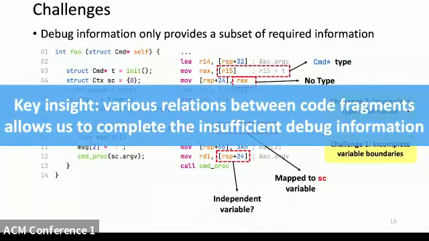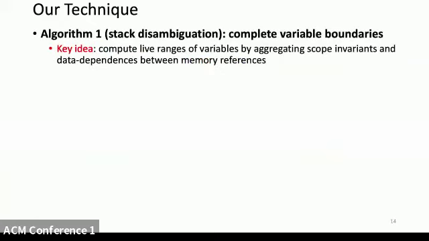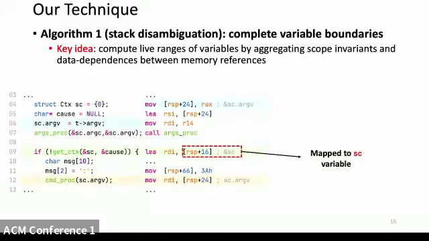Our key insight to solve these challenges is that various relations between code fragments allow us to complete the insufficient debug information with additional analysis. Based on this insight, we developed two new algorithms to solve these two challenges. Our first algorithm is used to complete the variable boundaries information. The key idea here is to compute the ranges of variables by aggregating scope invariants and data dependencies between memory references. For the previous example, the memory reference at line 9 is mapped to the SA variable.